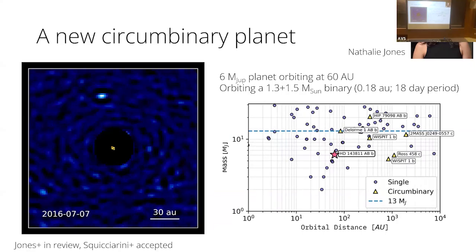And even in old data, this is actually data taken in 2016. We somehow missed the planet the first time we passed through the data, but through archival reanalysis, we were able to find these planets. However, we want to do better than what we're doing right now.